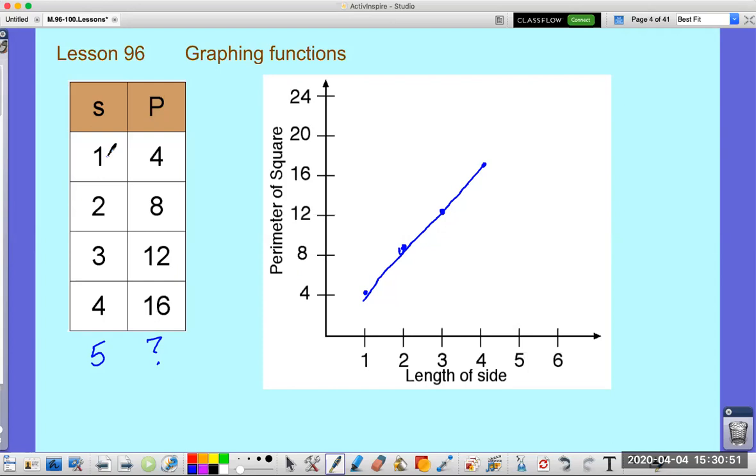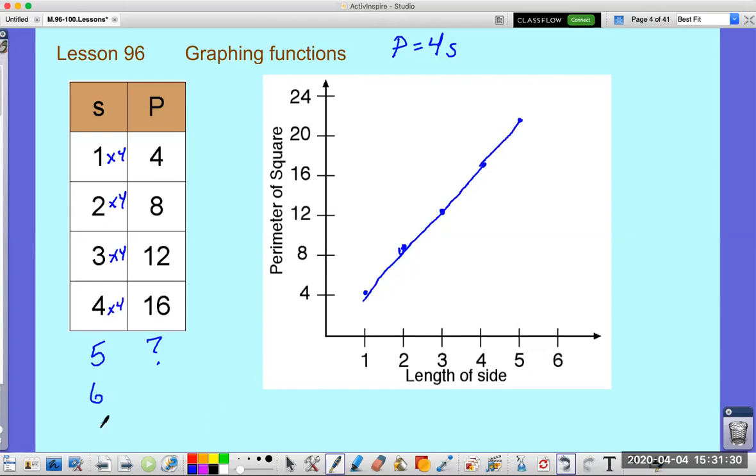Well, I see that I could take this times 4, and this one times 4, and this one times 4, and this one times 4. So my rule is always going to be P equals 4S. I just want to do 4 times S. Whatever S is, I'm going to multiply it times 4. So 5 times 4 would be 20. And that would go on to infinity. I can continue to add those in.